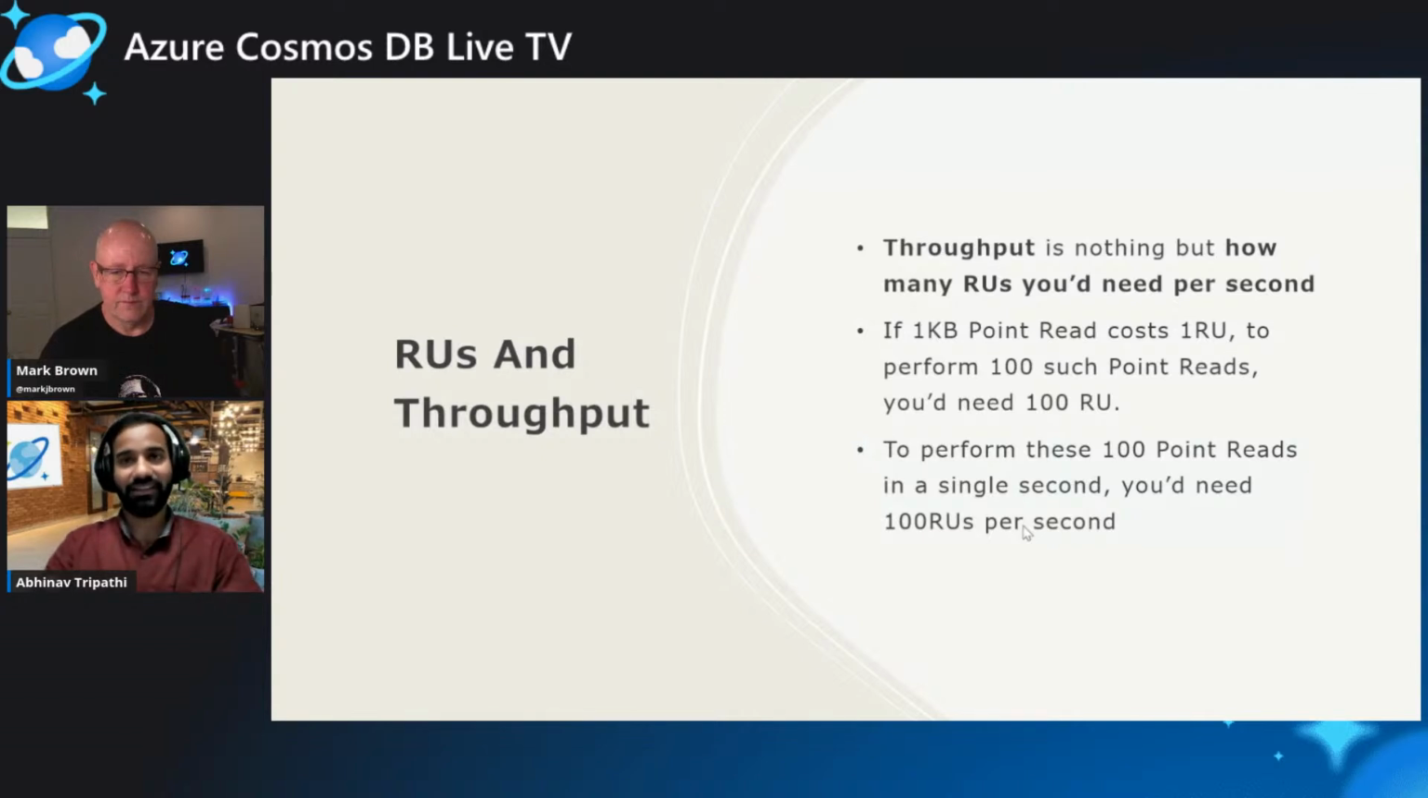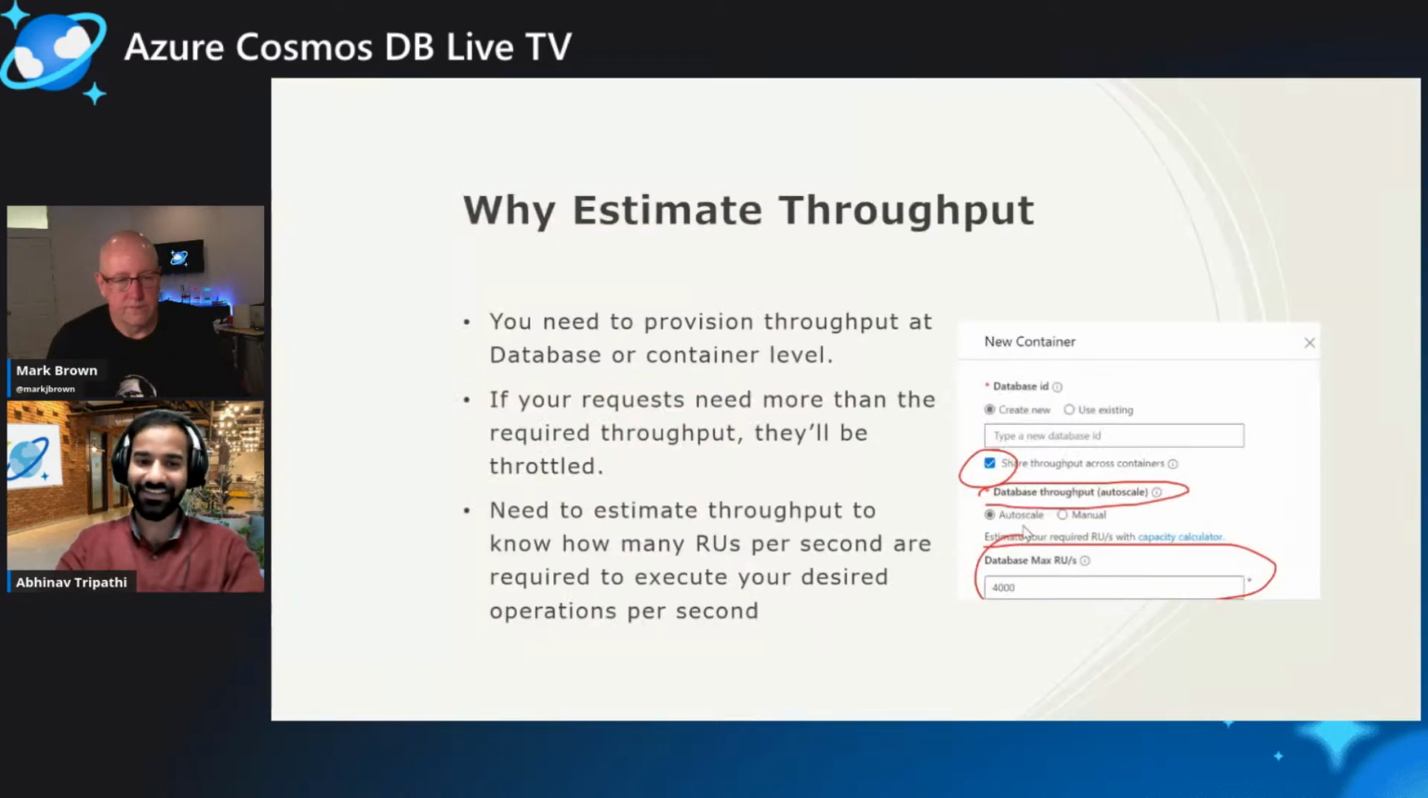And if my application gets more than those 1,000 requests, and I have not provisioned enough RUs, those requests will get throttled. So it becomes very important for users to estimate their throughput upfront, or at least have a good idea about their throughput. And then obviously that's the beauty of Cosmos DB, that you can keep on changing your throughput. There are several modes, and that brings me to the next section.